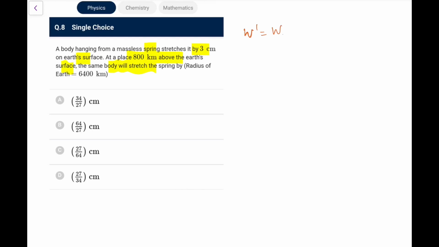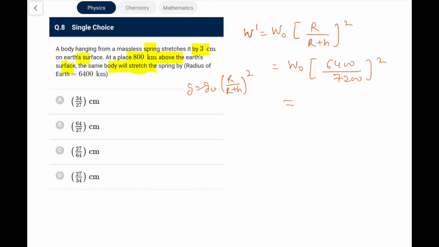The W would become W naught into, because it has gone up and 800 kilometer is a substantial distance, we'll do this as R upon R plus H whole square, that you know. G at height H is given by G naught into R upon R plus H whole square, because G is inversely proportional to R square, you know. So that becomes W naught into R is 6400, this is 6400 plus 800, that is 7200. So this is what you get, 8 by 9 whole square, that is 64 by 81. So weight reduces to 64 by 81.